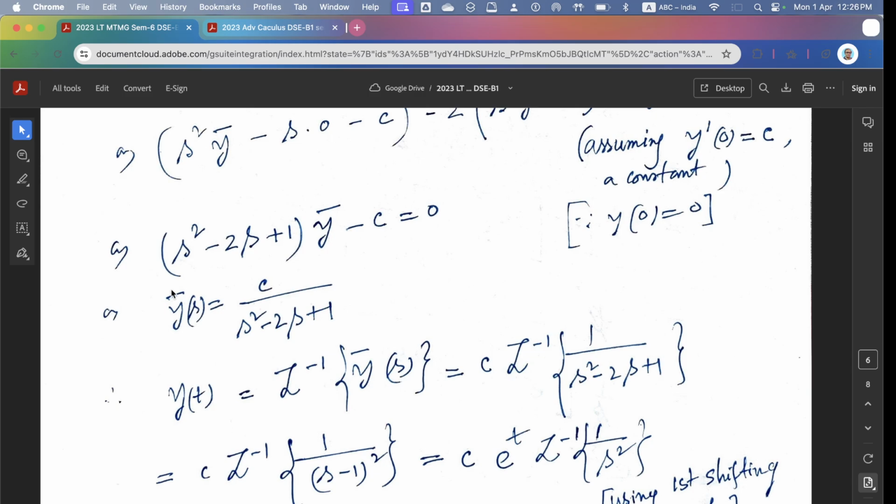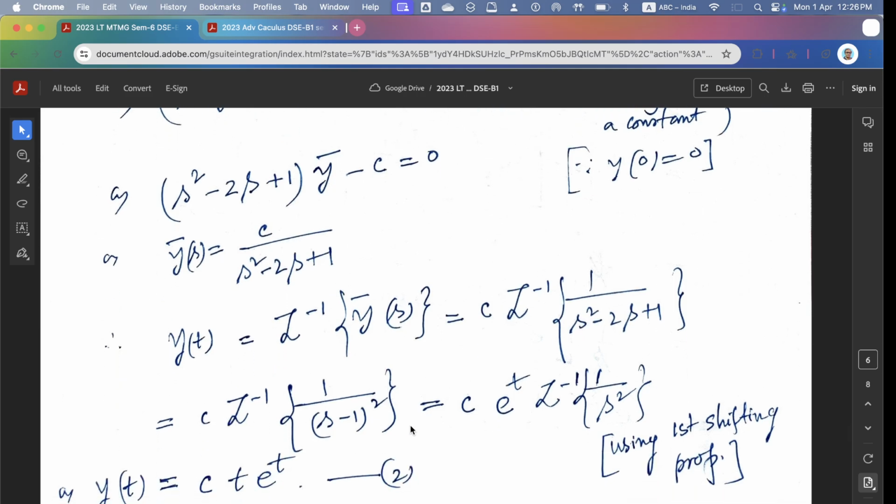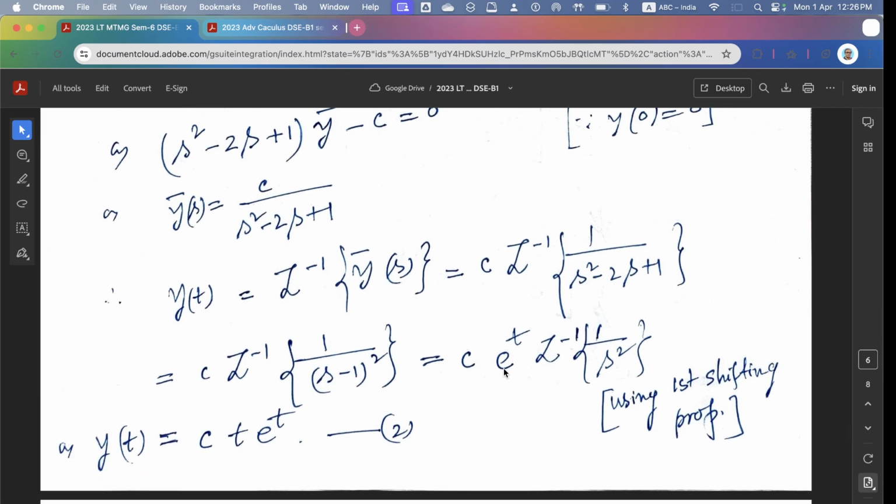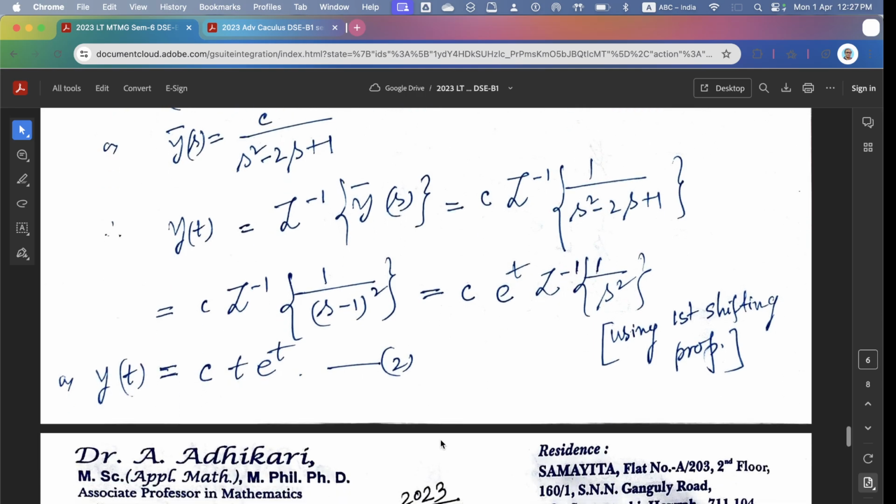So the inverse Laplace transform of y bar, that is y(t), is equal to c into the inverse Laplace transform of 1 by (s square minus twice s plus 1). So this equals L inverse of 1 by (s minus 1) whole square, and by the first shifting property, c e to the power t L inverse of 1 by s square, that is equal to c t e to the power t.